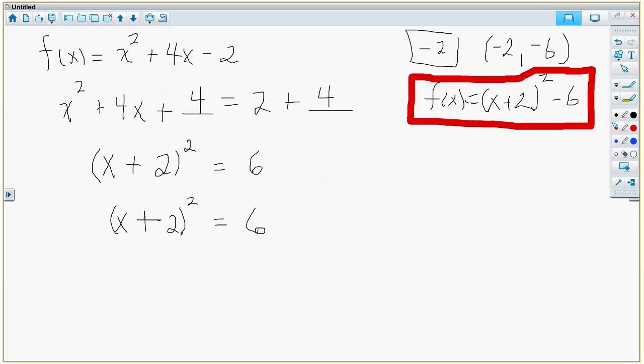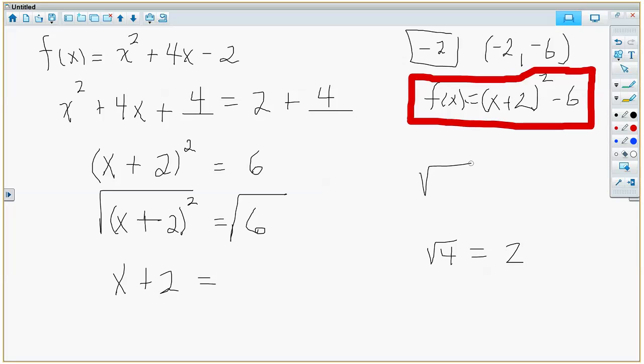All right, the square root of 6. How do you take the square root of 6? I'll show you a trick I learned in the war. Square root on both sides. That gives you x plus 2 is equal to, well, go over here, the square root of 4 is equal to what? 2. The square root of 9 is equal to what?